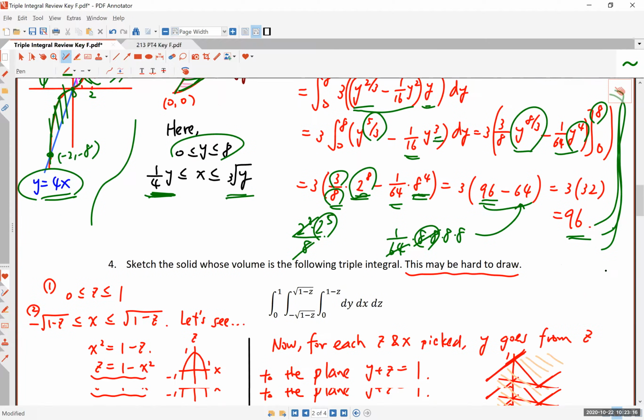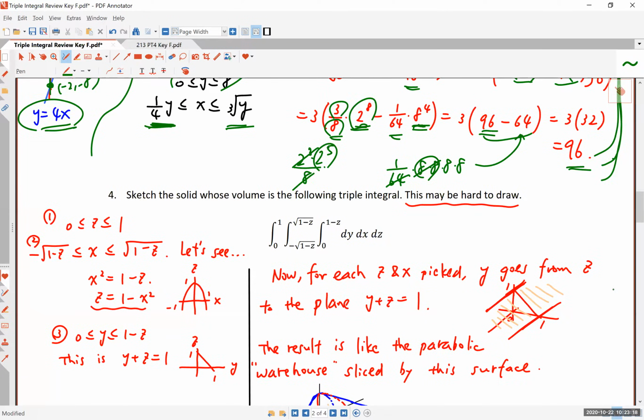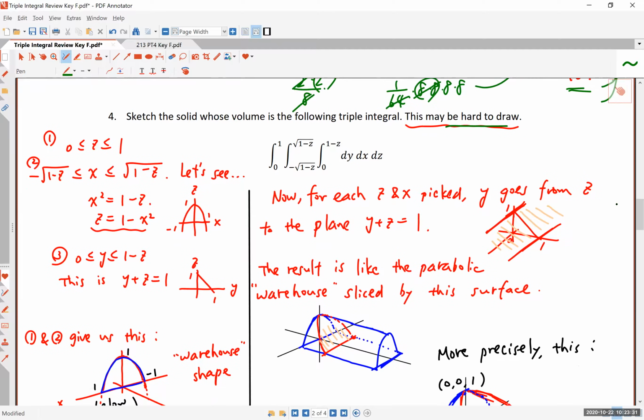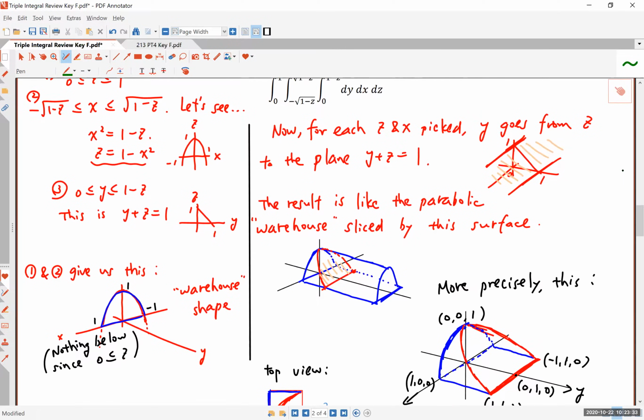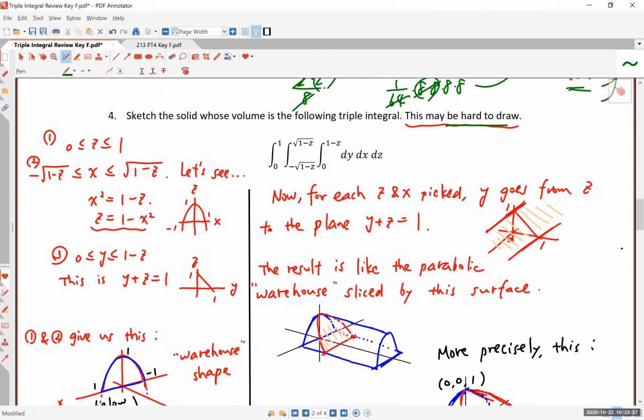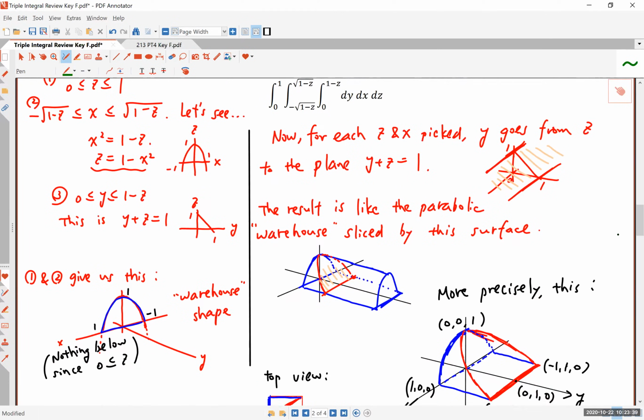All right, number 4, sketch the solid whose volume is the following triple integral. Okay, again, Jeopardy-like question. This may be hard to draw. Let me just warn you. This one is not easy. And of course, you can see the answer. It doesn't look bad, but try to do this first on your own, and I think you'll find it much more difficult than it appears.